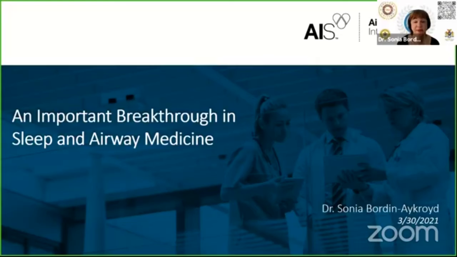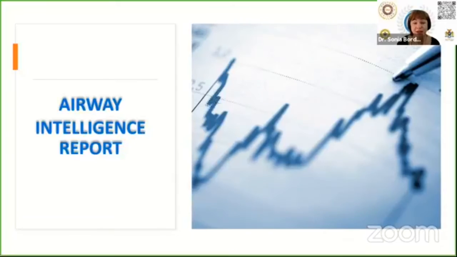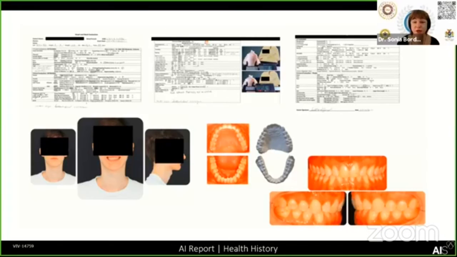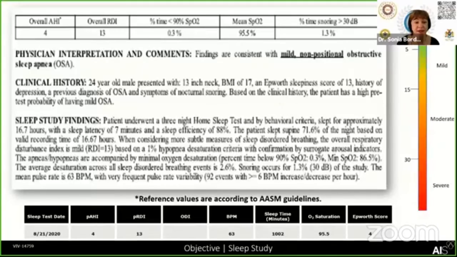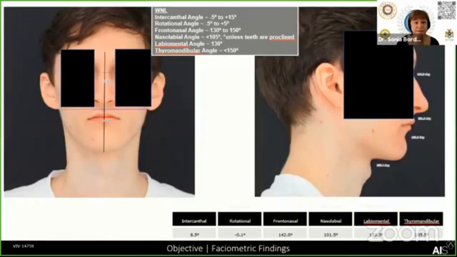Once the records are uploaded to the cloud, a team of Airway specialists will help to analyze the recorded data. And an Airway intelligence report is generated. The Airway intelligence report will include health history, CBCT evaluation, photographs, intraoral records, and his sleep report. And the comparative of all his craniofacial measurements with the normal limit standards.